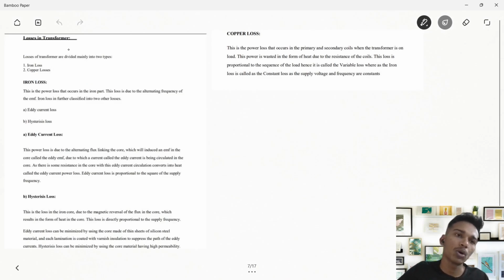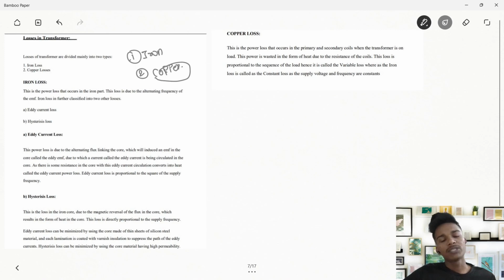Now we will discuss losses in the transformer. In a transformer we have two types of losses. First is iron loss, second is copper loss. Copper loss, as we discussed, occurs in the windings, because windings are made of copper wires. Iron loss occurs in all the remaining parts of the transformer.